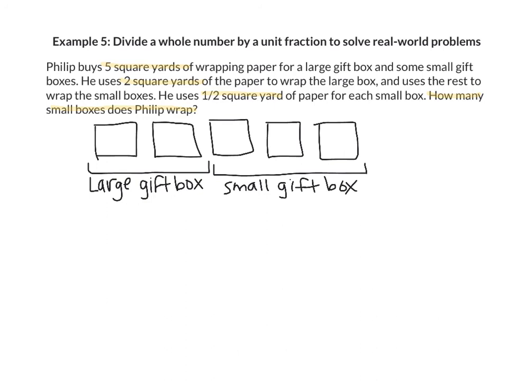And so what we're going to do is split each of our squares in half because our pieces are equal to 1/2 square yards. And then if we count up how many halves we created, that will tell us how many 1/2 square yards there are in 3 square yards. So if we go ahead and count, we have 1, 2, 3, 4, 5, 6. Therefore, Philip wraps 6 small gift boxes.